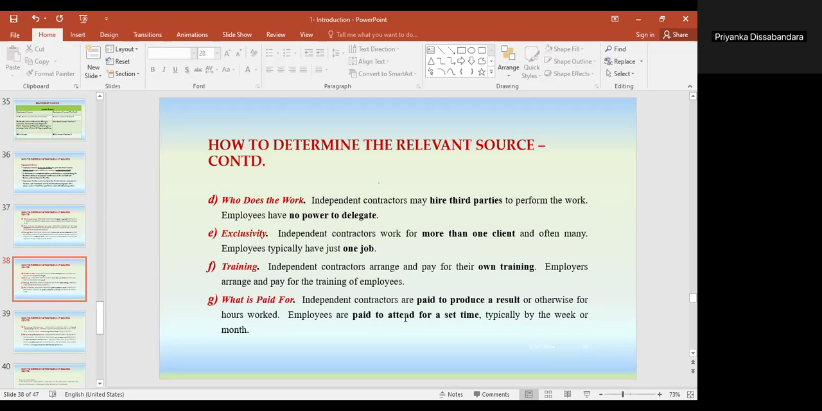If that person is an employee, he does not have power to delegate that work. He himself should do that work if he is an employee. If that person is an independent contractor, he can hire a third party.